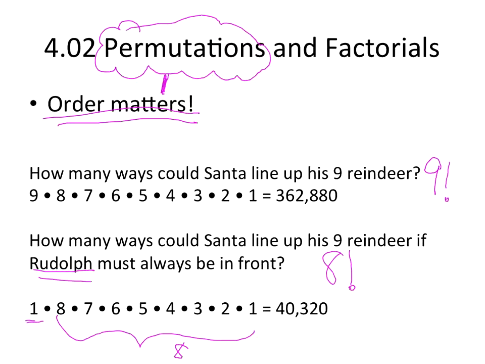When we are talking 9 reindeer, we are at 362,000. When we're talking 8 reindeer, it bumps it down to 40,000. See how each factorial is like exponentially growing, right? It's getting bigger and bigger and bigger. Okay, good job. Questions so far? I know you're thinking, how am I going to use this? And I'll show you in just a minute.